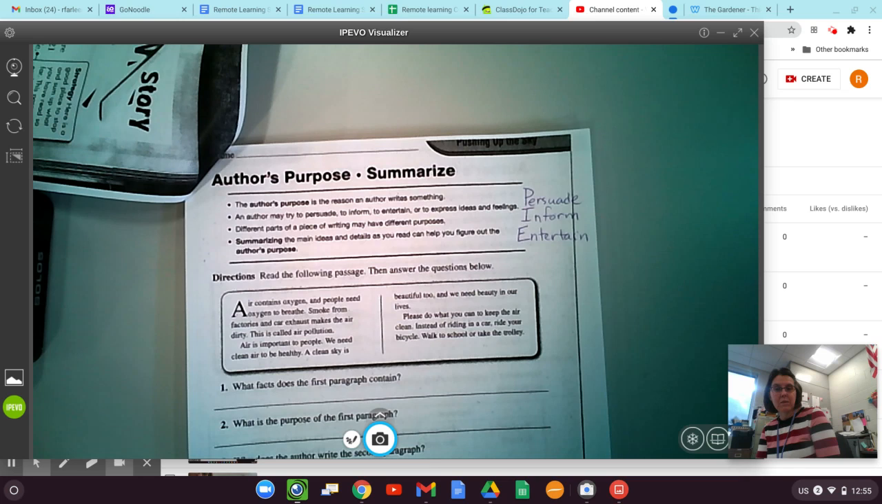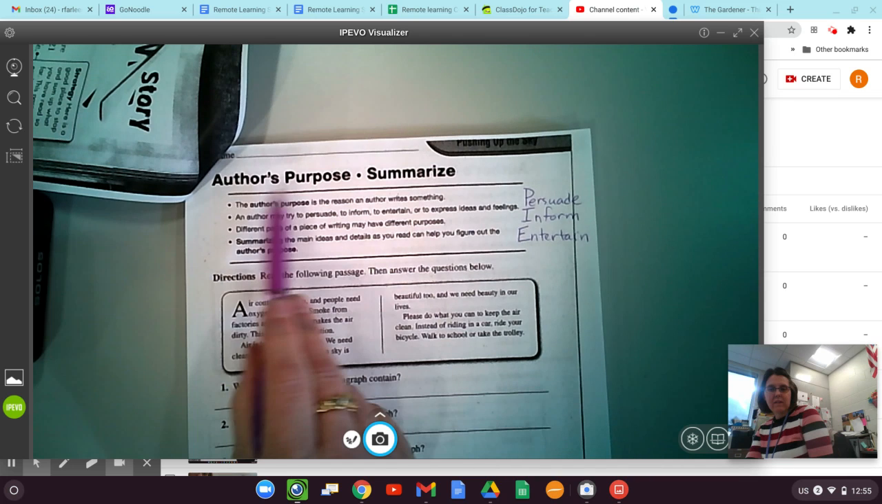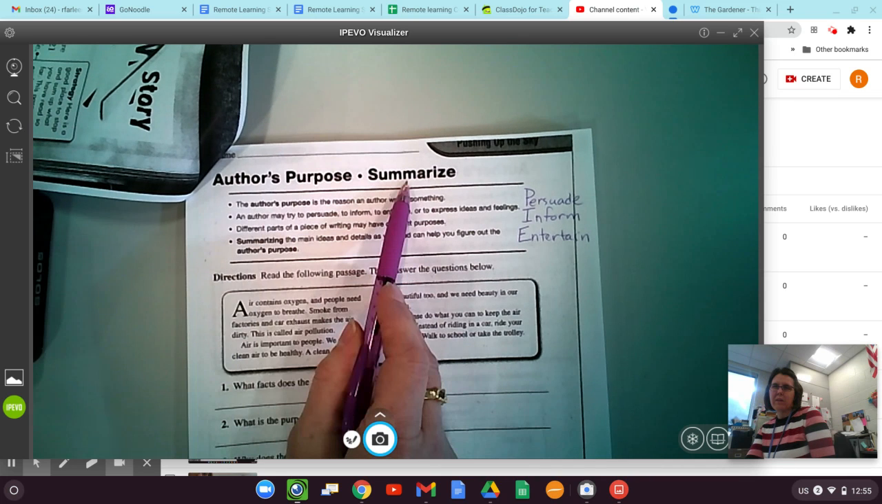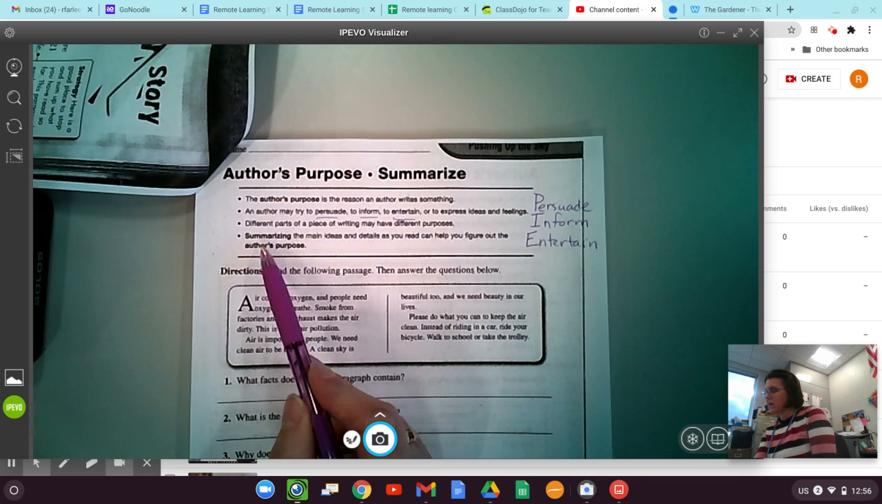So let's take a peek up here at the top. Author's purpose, summarize. When you write a summary, you're just talking about what the whole thing is about. The author's purpose is the reason an author writes something. An author may try to persuade, inform, or entertain, to express ideas and feelings. Different parts of a piece of writing may have different purposes. Sometimes a text might have more than one purpose. Summarizing the main idea and details as you read can help you figure out the author's purpose.